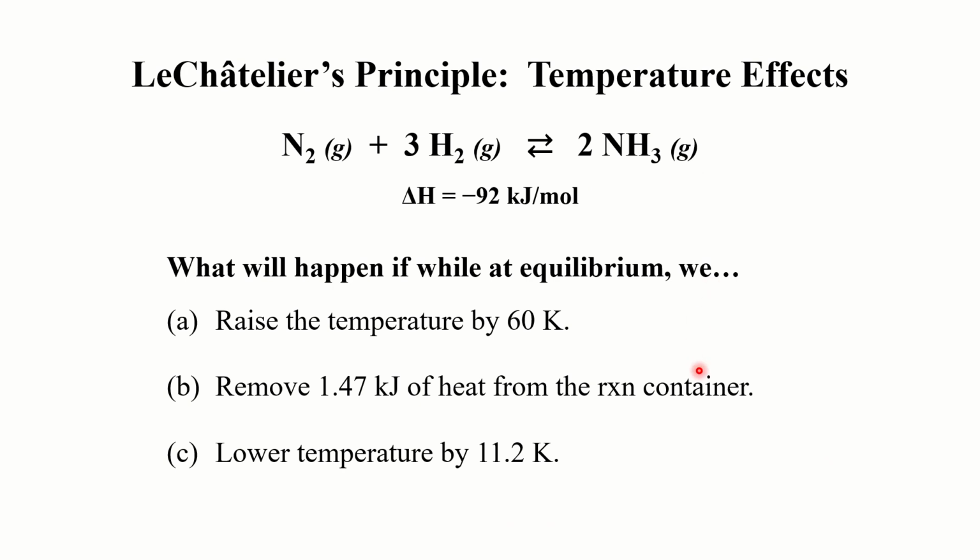All right, so let's review some temperature effects. I would like you to pause the video and try these three problems. Given this reaction and this delta H value, what will happen if at equilibrium we raise the temperature by 60 Kelvin, remove 1.47 kilojoules of heat from the reaction container, and lower the temperature by 11.2 Kelvin? So pause the video and give these three problems a try.